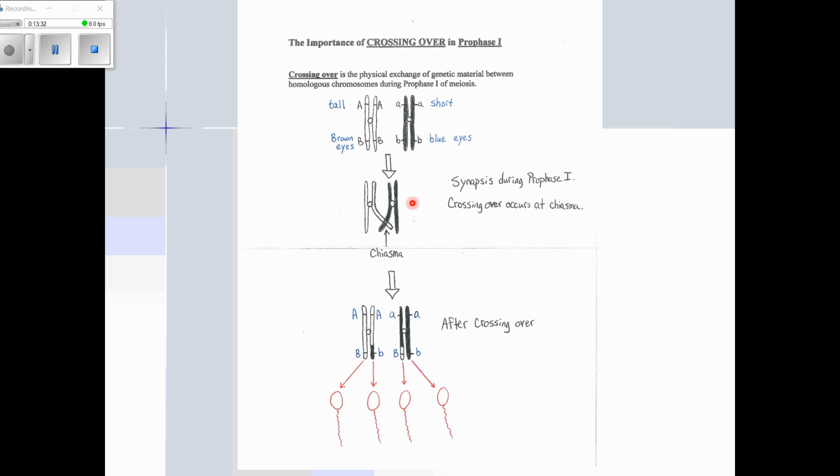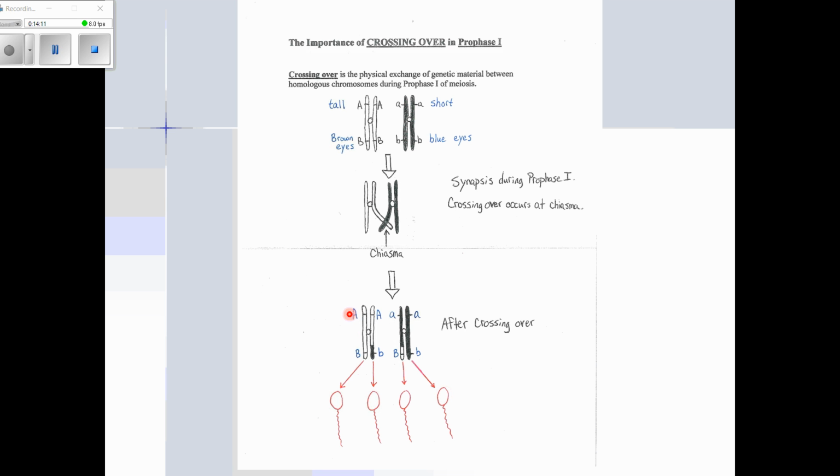But after crossing over, if you look at the same 4 chromatids, see, this is 1, 2, 3, 4 chromatids. After crossing over, at the end of meiosis, each one of these chromatids is going to end up in a separate gamete. I'm using sperm cells as my example. So this chromatid is going to go to this sperm cell, this chromatid is going to go to this sperm cell, this chromatid goes to this sperm, and this chromatid goes to this sperm here. But notice they each have a different combination.